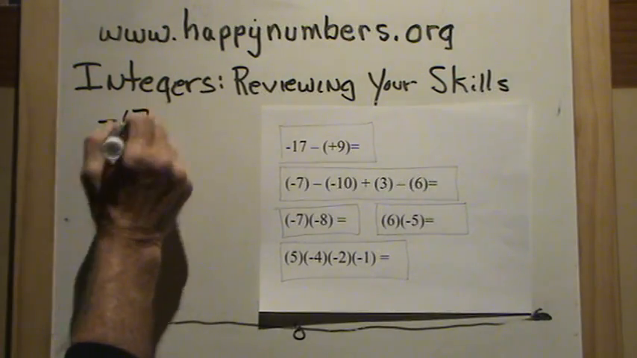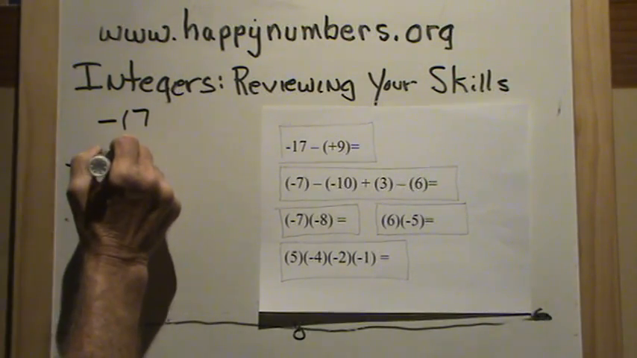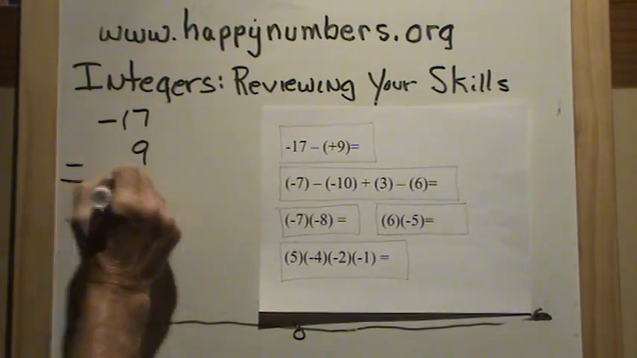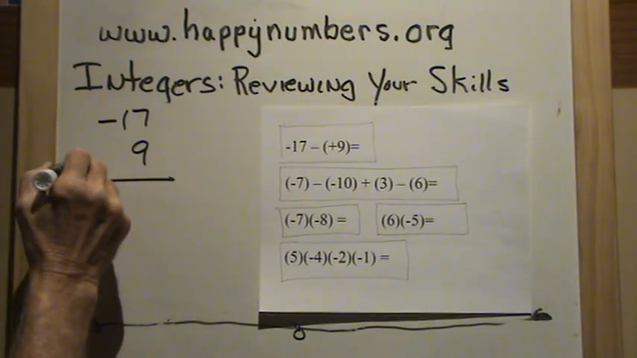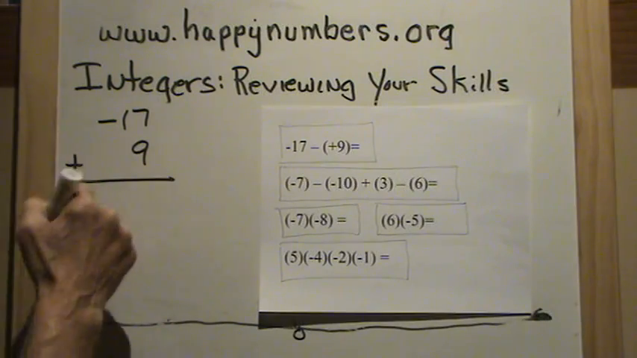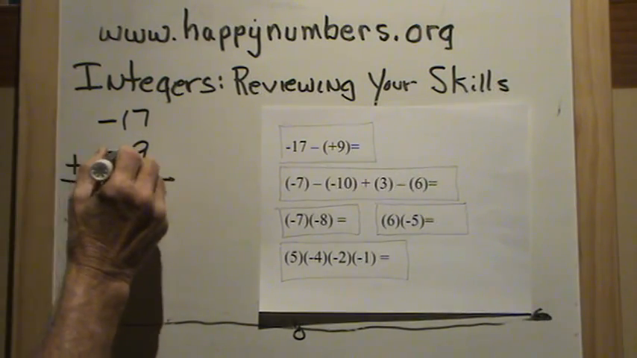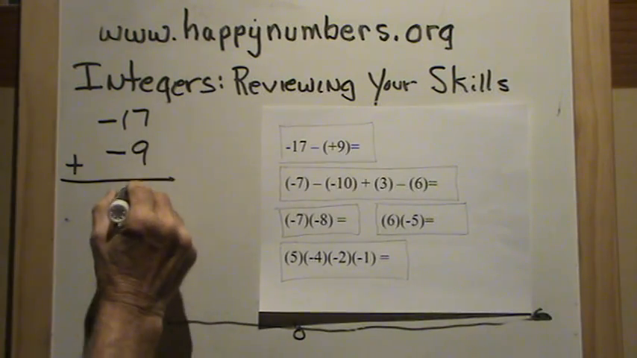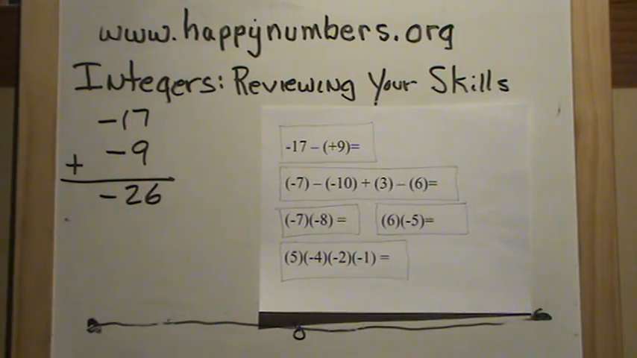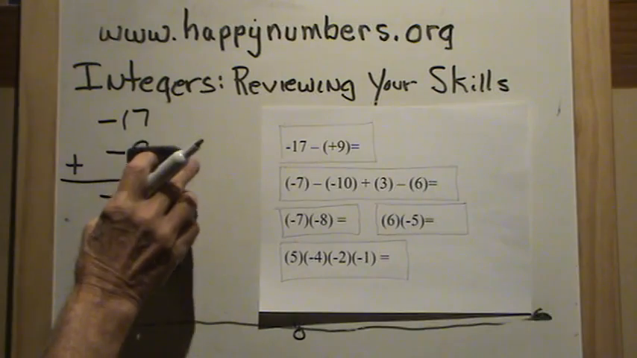Negative 17 minus positive 9. Well, when I'm subtracting integers or signed numbers, I add the opposite, so I make that positive. I change this, make it the opposite sign. Same signs, now I combine them. 26, negative 26.